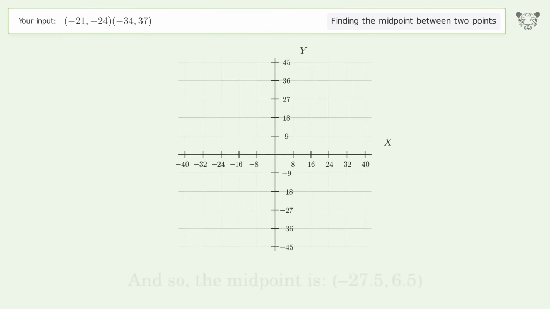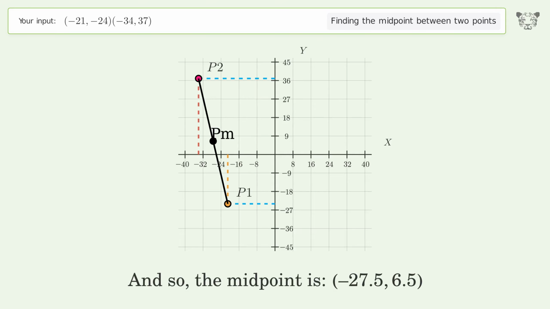And so, the midpoint is negative 27.5, 6.5.